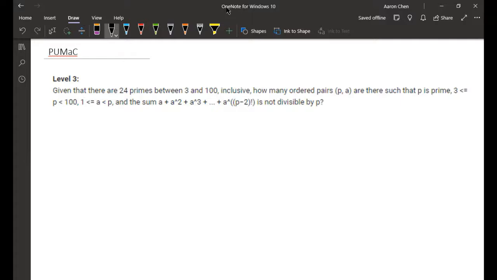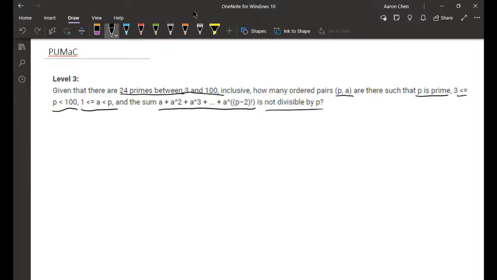So, level 3. Given that there are 24 primes between 3 and 100 inclusive, how many ordered pairs (P, A) are there such that P is prime and 3 is less than or equal to P and P is less than 100, and A is between 1 and P, and the sum A plus A squared all the way to A to the power of (P minus 2) factorial is not divisible by P.